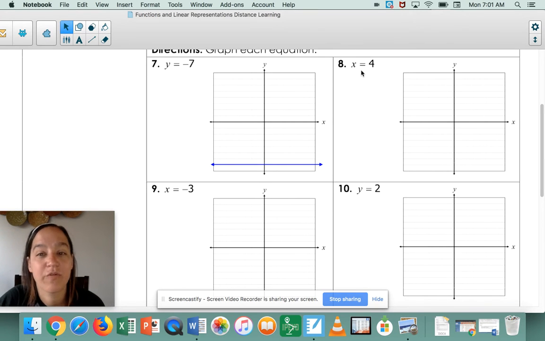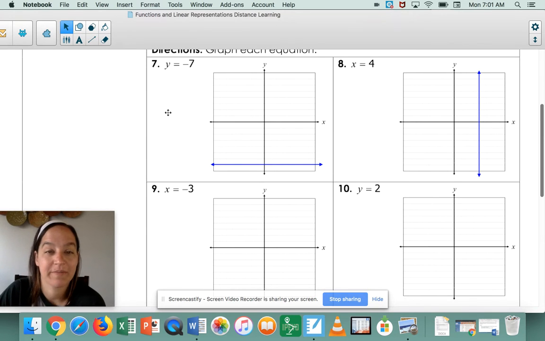Okay, so for instance, number 8, it says x equals -4. Before I even say it's vertical or horizontal, I figure out that's my x-axis. And then I'm going to count over 4. 1, 2, 3, 4. Oh, so my line is going to go up and down. My line is going to be vertical. And I go ahead and I graph it.